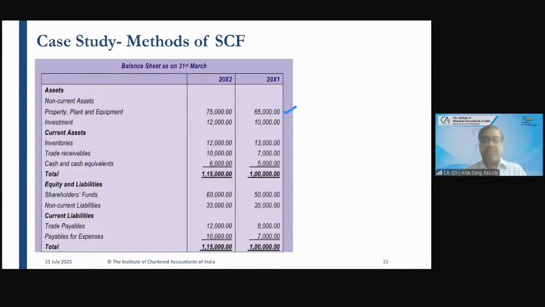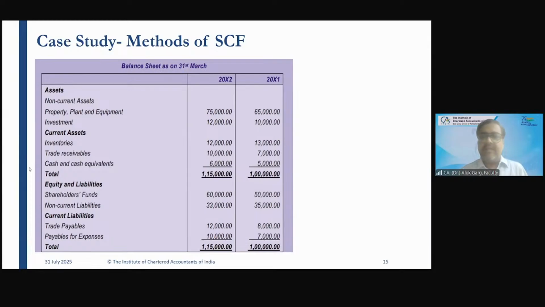Shareholder fund 50 to 60. Non-current liability 35 to 33. Trade payable 8,000 to 12,000. The trade payable has increased, which means more purchases and less money paid to them. Payable for expenses 7 to 10,000 means the expense has been incurred but the money has not been paid, right?